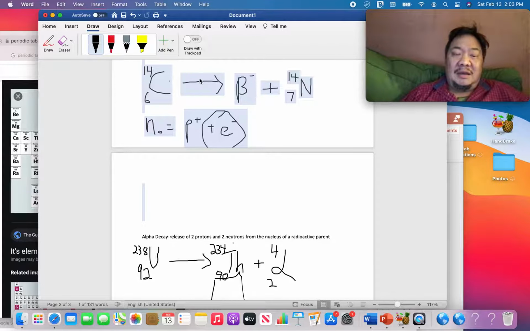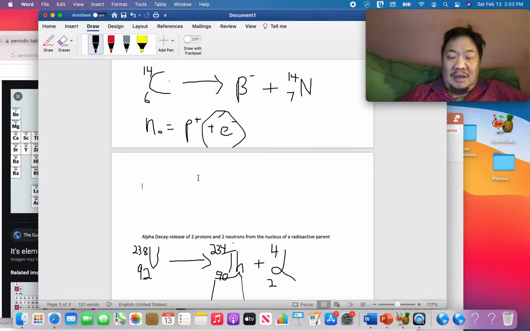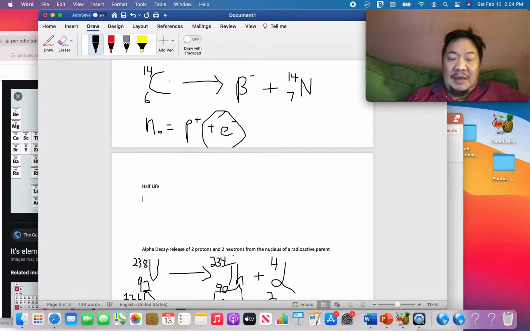And the rate at which a parent isotope changes into a daughter can be measured mathematically using a measure called half-life. Every radioactive isotope has its own half-life. For example, the half-life of carbon-14 is 5,730 years.